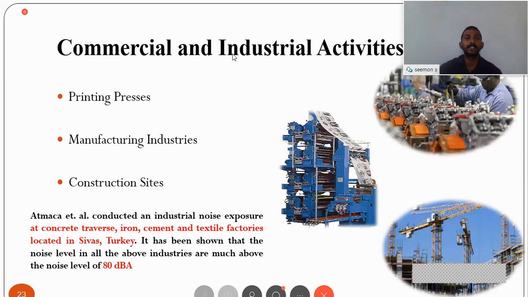Next is commercial and industrial activities, like printing presses, manufacturing industries, and construction sites. Atmaca et al. made a study in concrete, transverse iron, cement, and textile factories located in Turkey. They found that noise pollution in all the industries was 80 decibels. It is more for industrial areas.